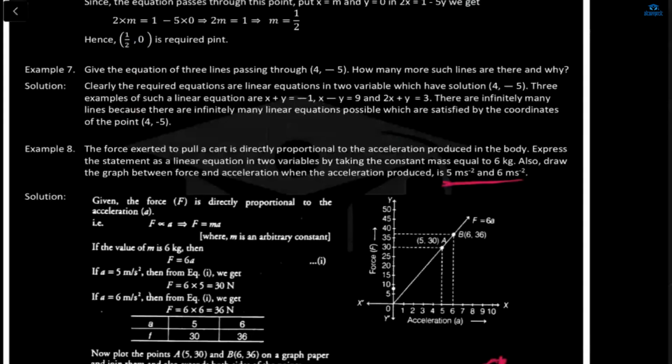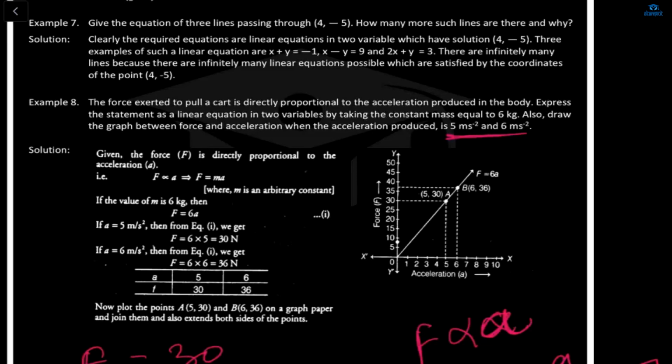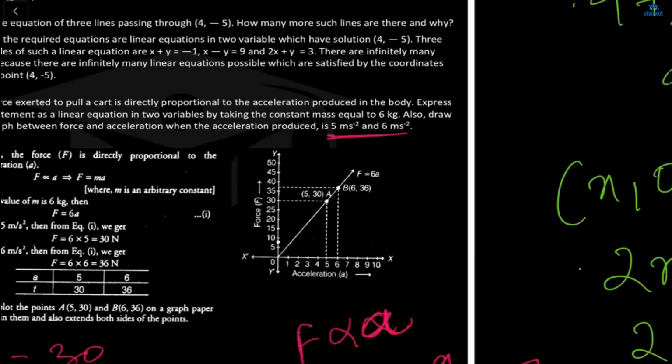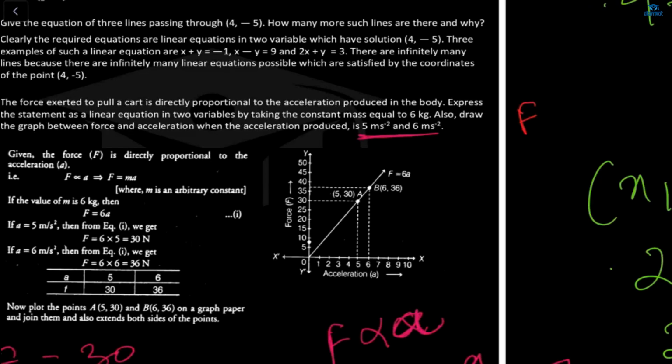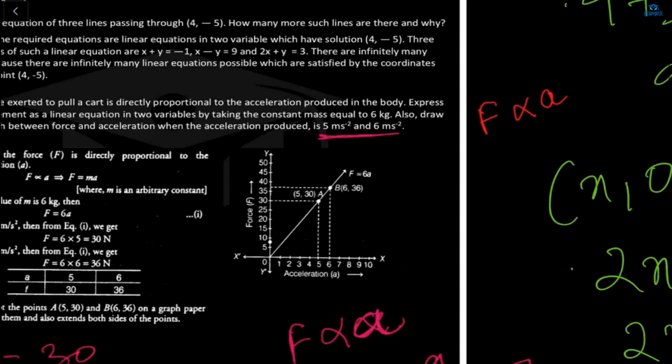Here you have to figure out which quantity is unknown and which quantity they are talking about. If you read question number 8, the force exerted to pull a cart is directly proportional to the acceleration produced in the body. So F is directly proportional to A. Whenever we change the proportional sign into an equal sign, we have to insert a constant, because it is proportional, not equal. So we put k times a, but we actually already know that force is equal to m times a, so we write here ma.